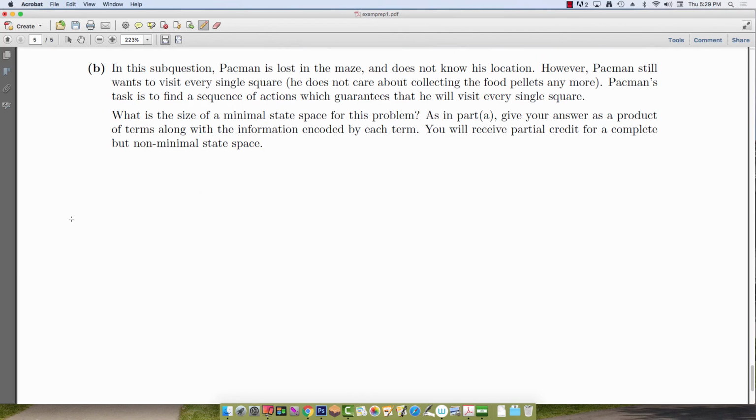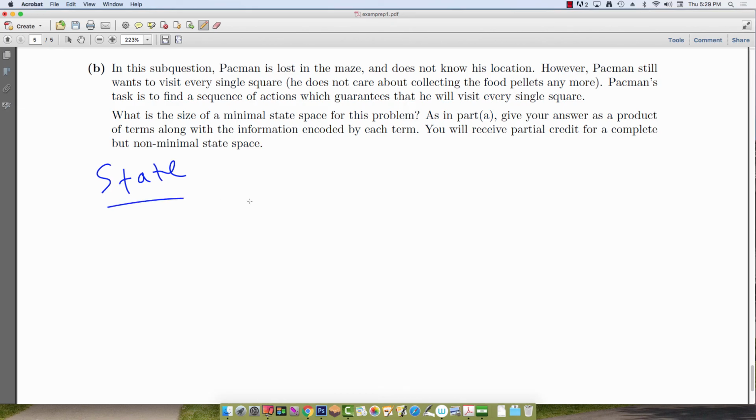So now Pac-Man's lost in the maze and he doesn't know his location. However, he still wants to visit every single square. Now we want to find a sequence of actions that will visit every single square no matter where he starts. So let's take a look at a minimal state space for this problem. Before we start, let's define what a state is.